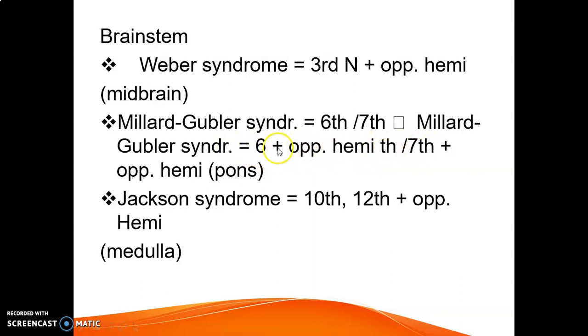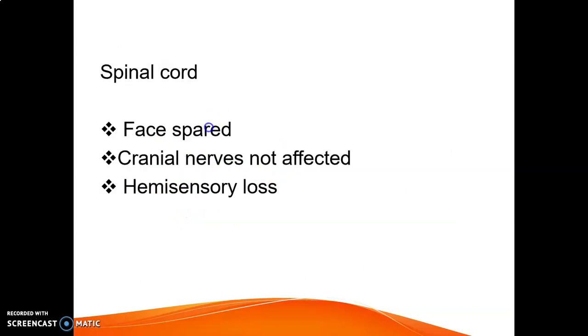So when the abducens nerve is affected, along with the facial nerve, there will be same side medial squint as well as facial weakness, along with opposite side hemiplegia. In Jackson syndrome, the 10th nerve in the medulla is affected. So the 10th, 11th and 12th nerves will be affected, the vagus, accessory and hypoglossal, all on the same side, and opposite side hemiplegia will be there.